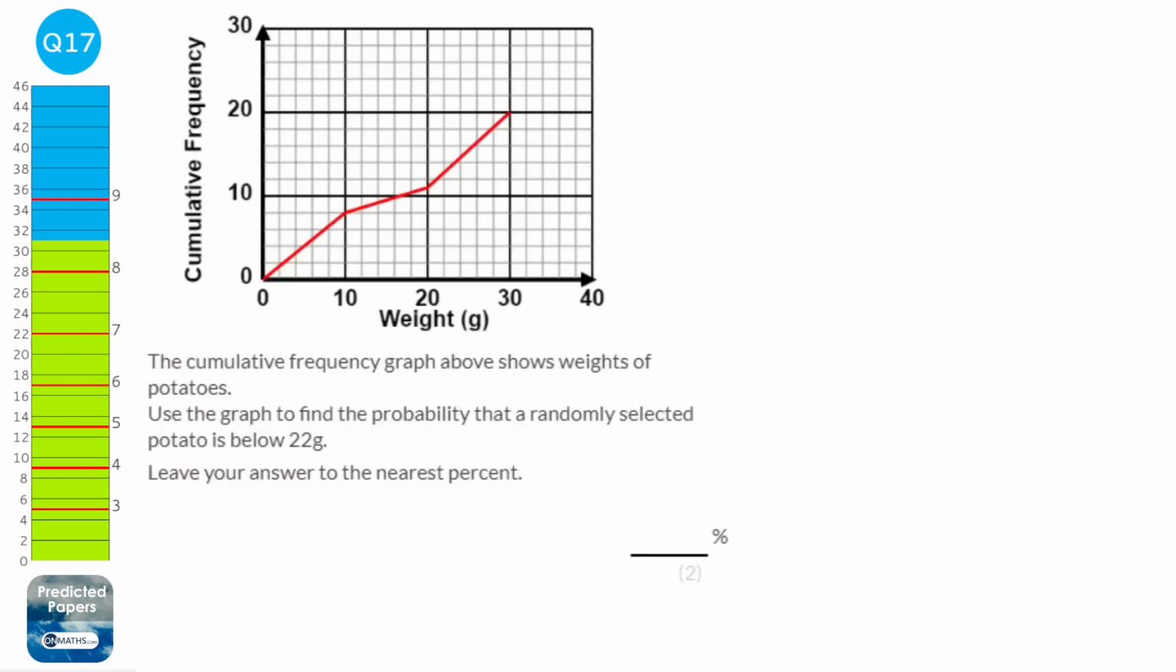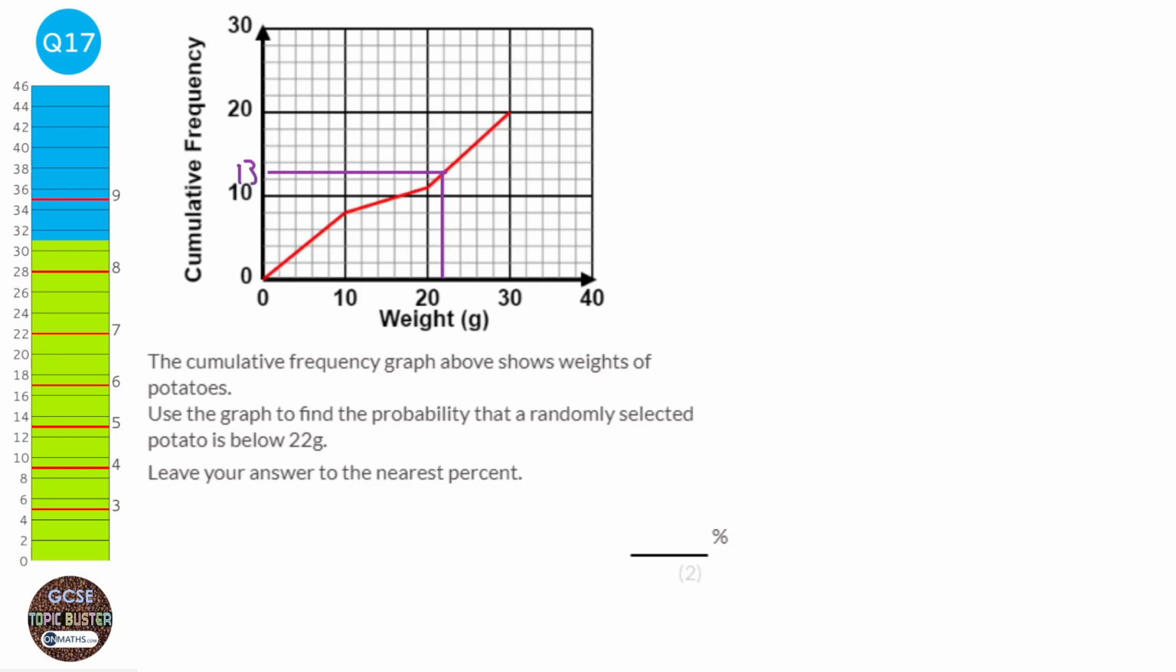So we're going to first of all find out how many potatoes were below 22 grams. So we're going to draw a line up at 22 and a line across, and that is 13. So there are 13 potatoes below 22 grams.